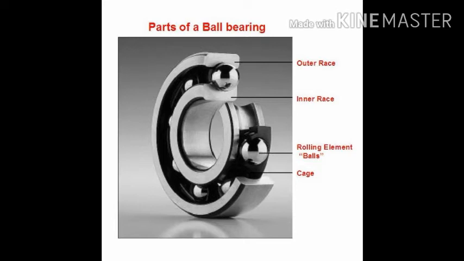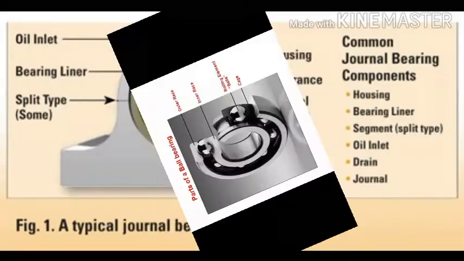And the last one is the cage. The cage is made up of plastic or brass or steel and separates one rolling element from the other. The rolling elements and the cage are in between the inner and the outer race, such that the rolling elements are placed within the cage.